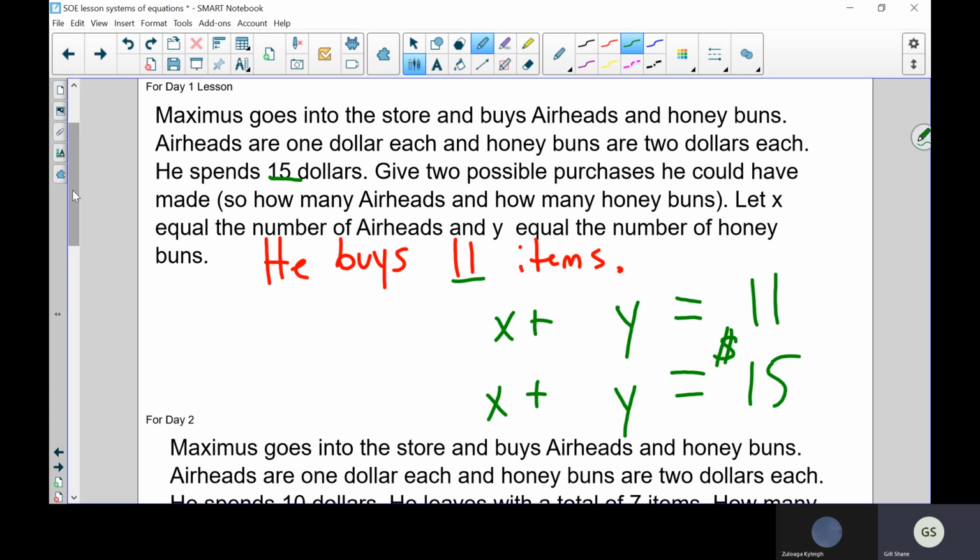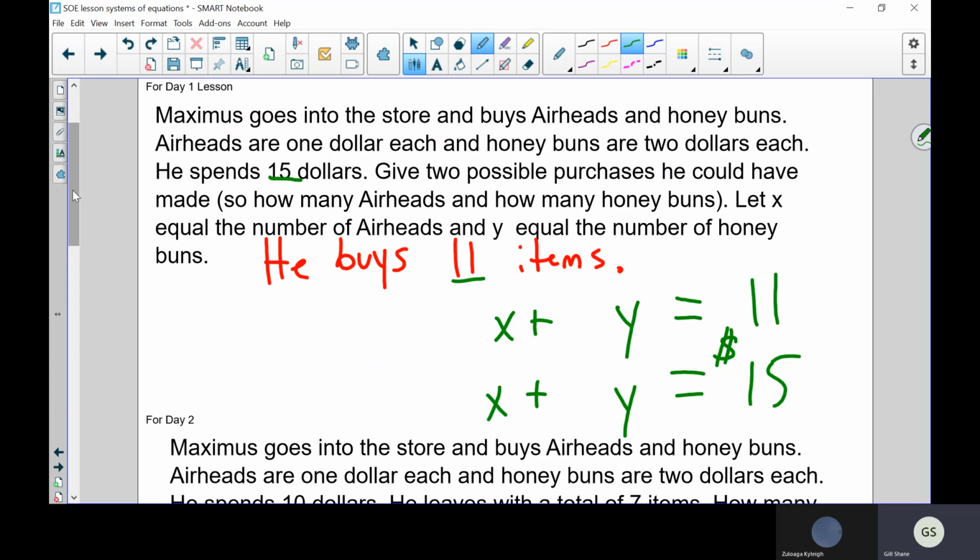Guessing numbers. What was it? Honey bun, airheads. Well, what numbers are about... 1 and 2. I've got a $1 and a $2 number. It's about money, right? They got two honey buns. All you got to do is match up.